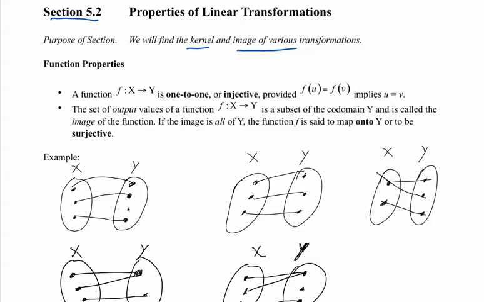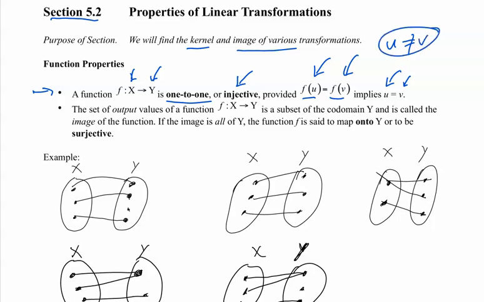So the function f, the input is x and the output is y. We call it one-to-one, just like the regular function. The new word here is injective. If f of u and f of v are the same, that implies that u and v have to be the same. In other words, if u and v are not the same, then f of u and f of v, the outputs, are not going to be the same either.